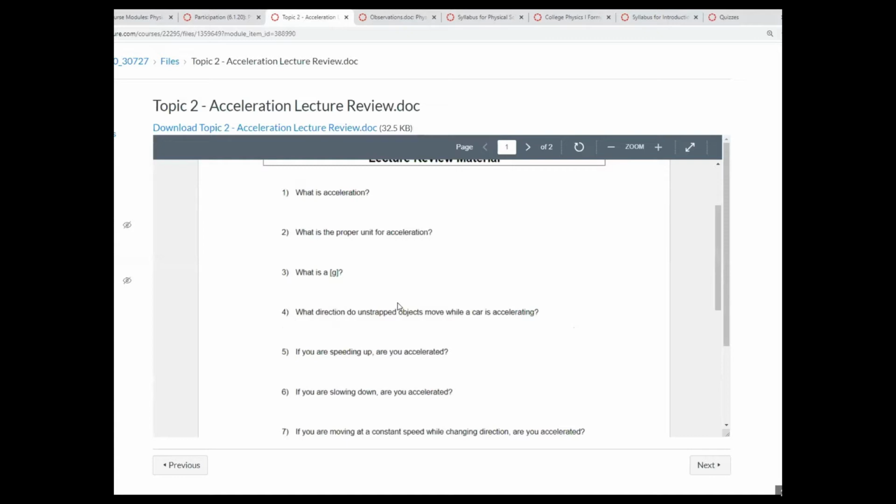We haven't done that. G is the acceleration expressed in terms of your own body weight. So 7 G's feels like 7 times your own body weight. 12 G's feels like 12 times your own body weight, and so forth.